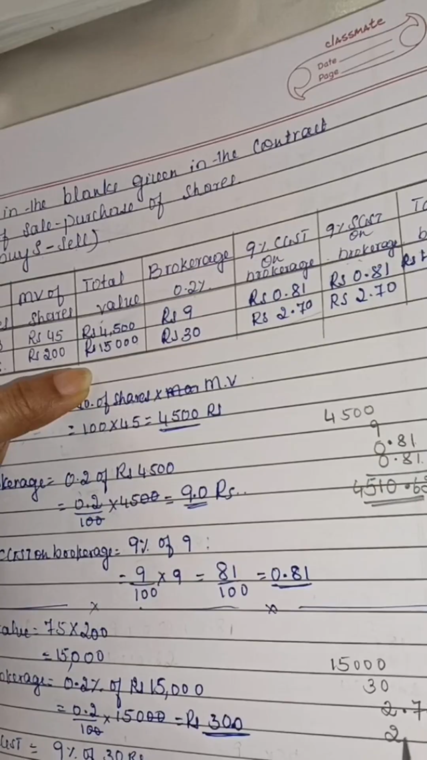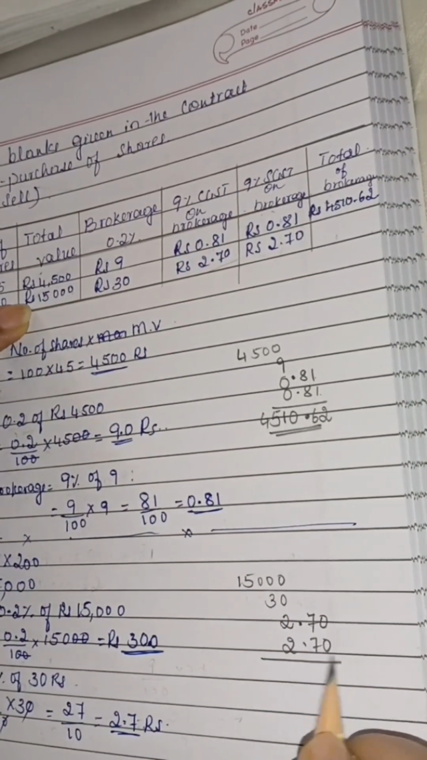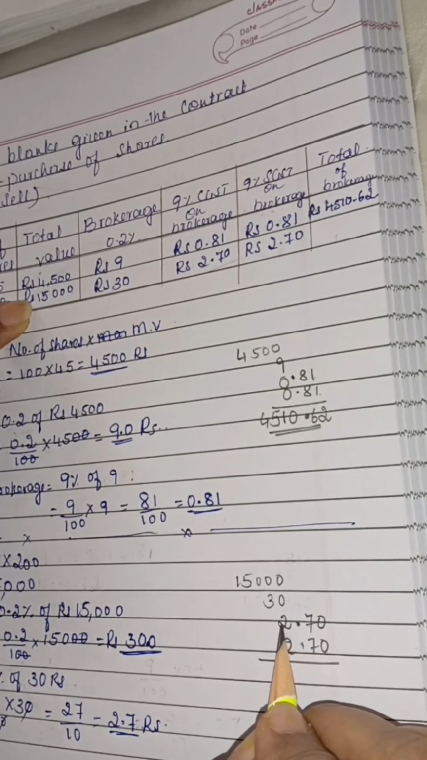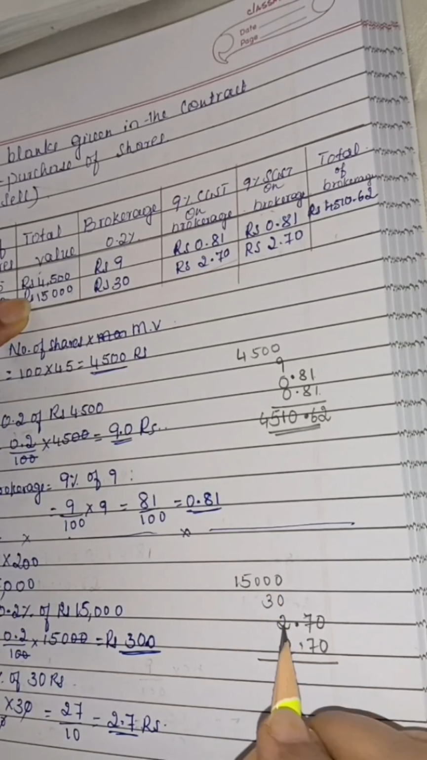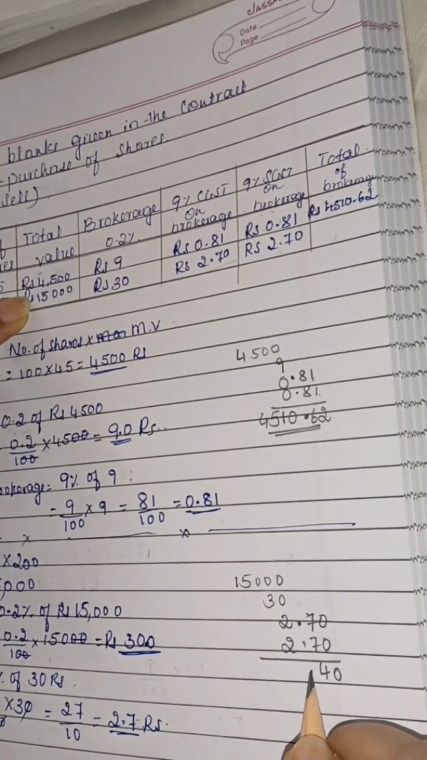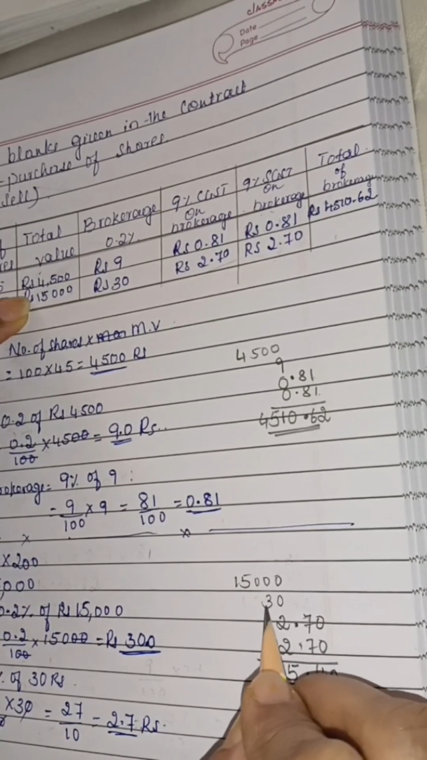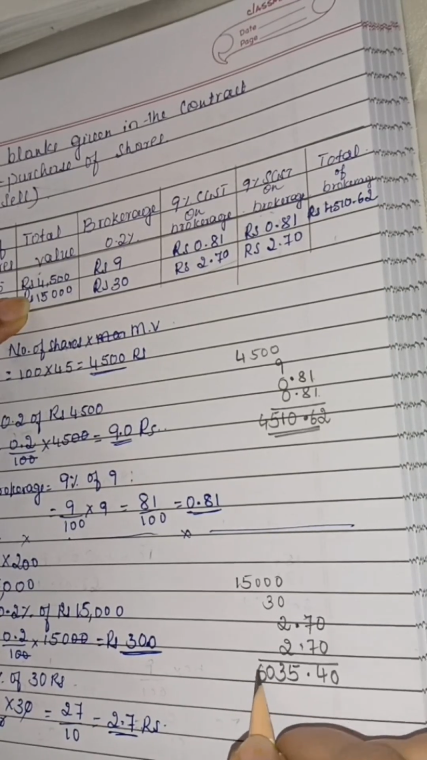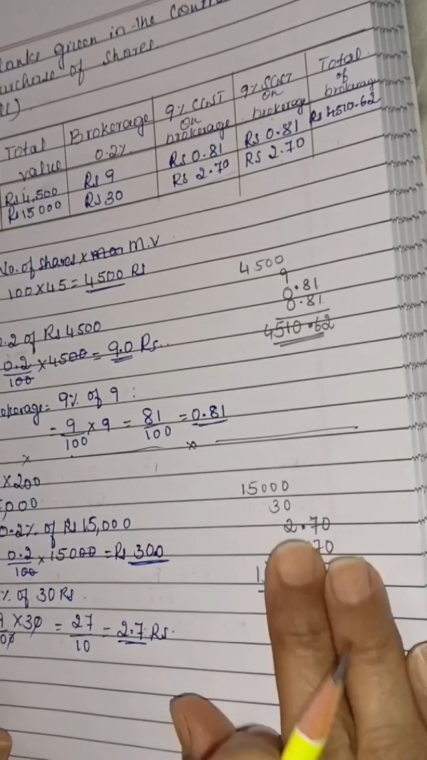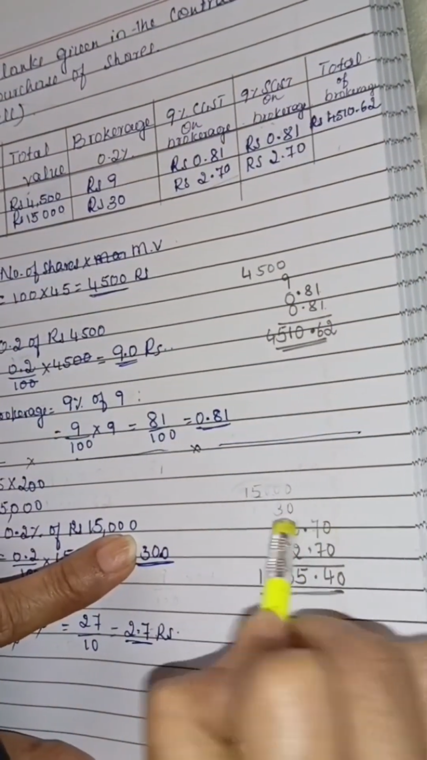2.70, again 2.70. Okay, while writing this decimal point you have to be very careful. Only this is a whole number and this is the decimal point, then these are whole numbers. This 2.70, so 0, 7, 7, 14, 1 carry, 5, 2 to 4, 1, 5, then 3, then comes 0, 15,035.40. See, this is the total value.